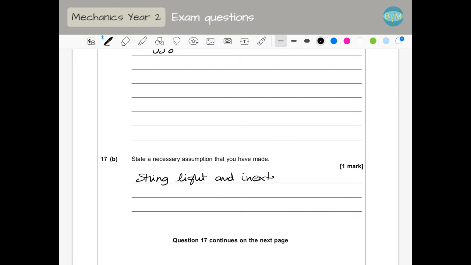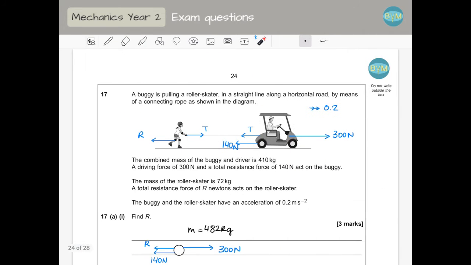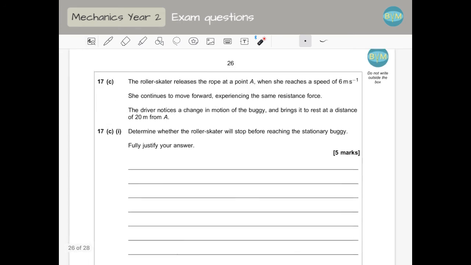They don't tell us. We have assumed it because otherwise we don't know how to do the question, right? Next, it says the roller skater released the rope at point A. When C reaches a speed of 6 meters per second, C continues to move forward, experiencing the same resistance force. So the person released the string, so that means we don't have this tension anymore. It's just skating, but still this resistance force is the same.